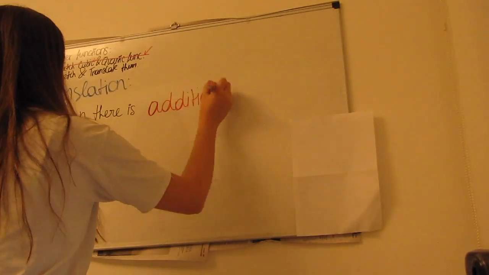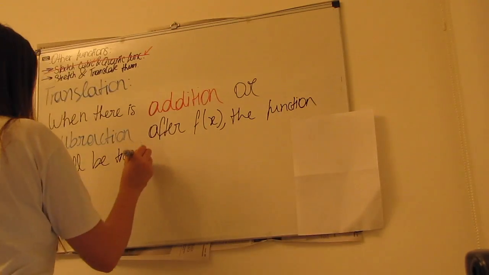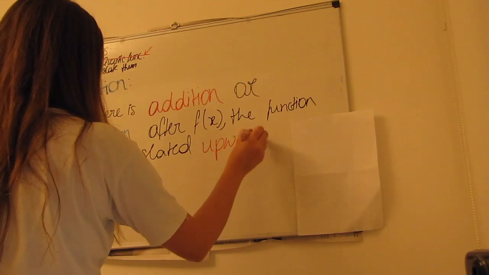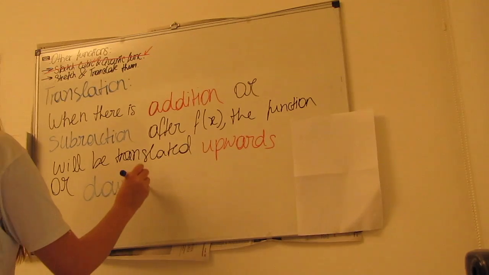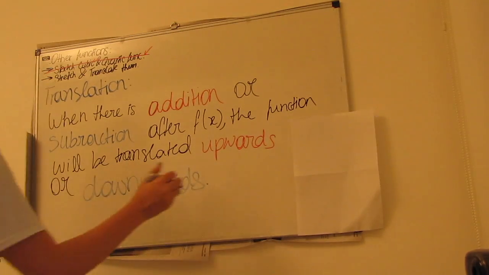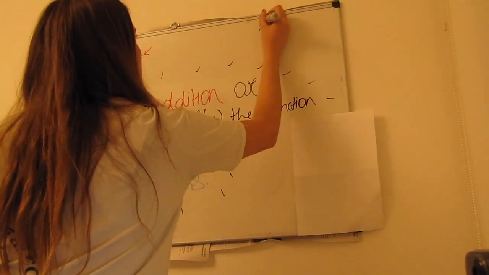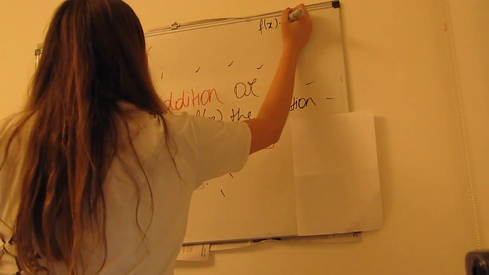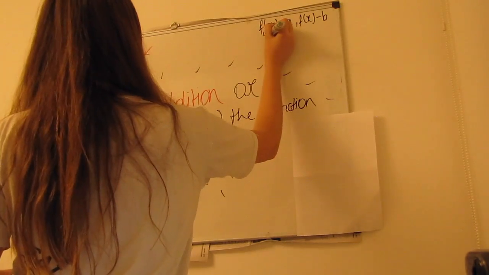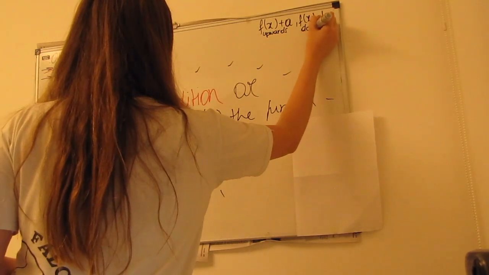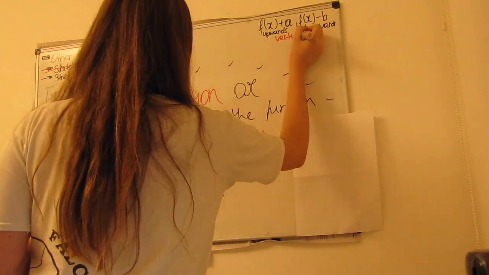Here I'm quickly writing something that you might want to write as well. Basically, when there is an addition to the function outside the brackets or subtraction to the function outside the brackets, the function will either translate upwards or downwards. So now I'm just going to write this down on the corner so that in the end we have a quick summary of the translations and the stretches. So here I'm just writing quickly the overall formula of what happens in a vertical translation.